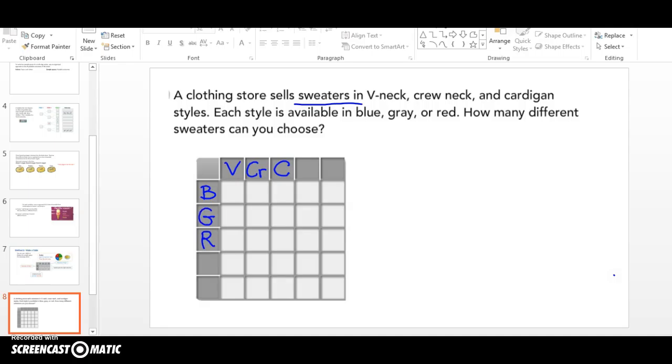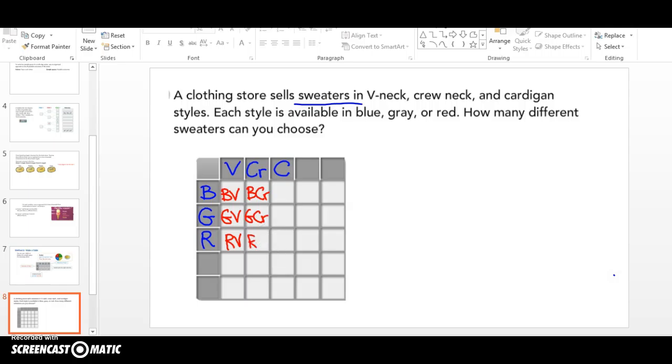Okay, so now I'm going to go through each one, and I'm going to say I can buy a blue V-neck. See, blue and then V-neck. I can buy a, what will go in this box? Gray V-neck. What will go in this box? Red V-neck. Okay, then I go to this one. What can I buy here? A blue crew neck. I can buy a gray crew neck, or I can get a red crew neck.